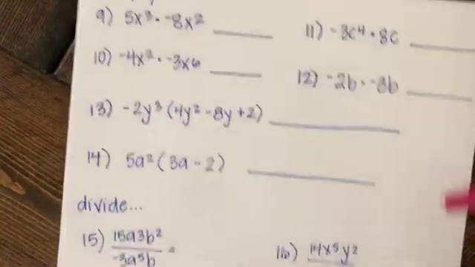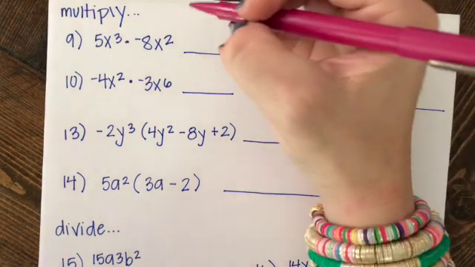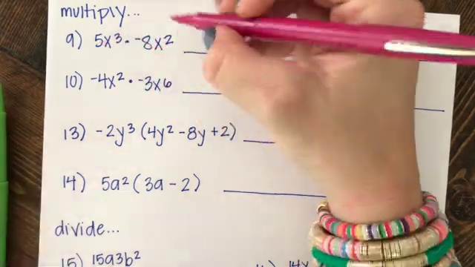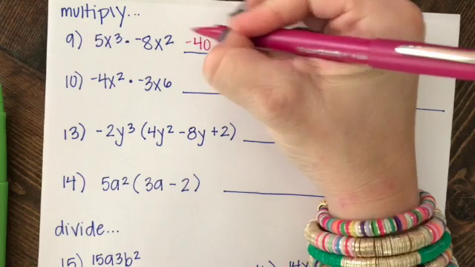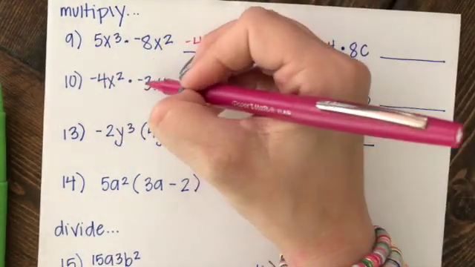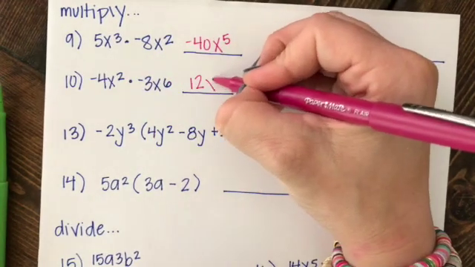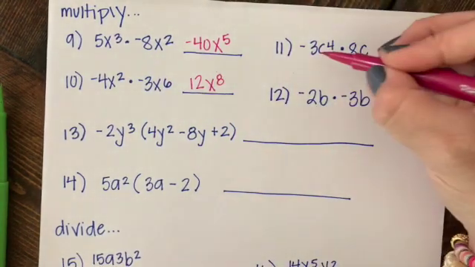Okay, for multiplication, we're going to multiply the whole numbers and then add the exponents on the variables. So 5 times negative 8 is negative 40. 3 plus 2 is x to the 5th. Negative 4 times negative 3 is 12. 2 plus 6 is x to the 8th.